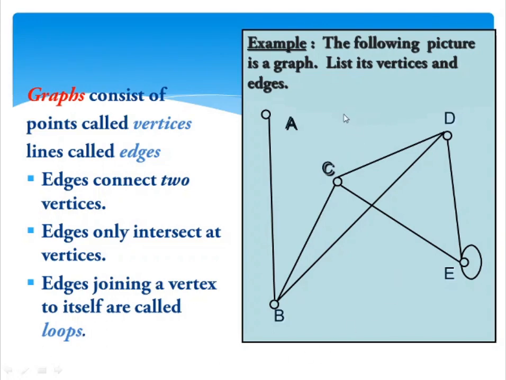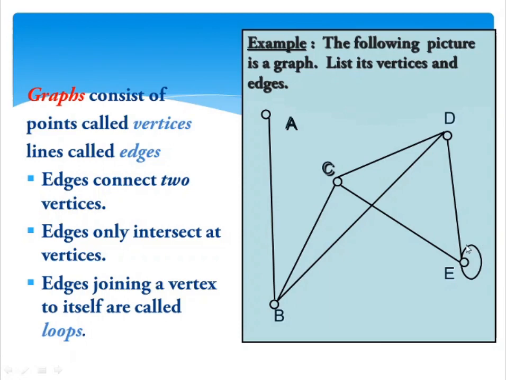So here is one example. You can see that the following picture is a graph. Why is it called a graph? Because it is made up of vertices and edges. These are the vertices: the points A, B, C, D, and E. So there are 5 points called vertices, and the vertices are joined by lines, which are called edges. So that is edge AB, edge BC, and so on.